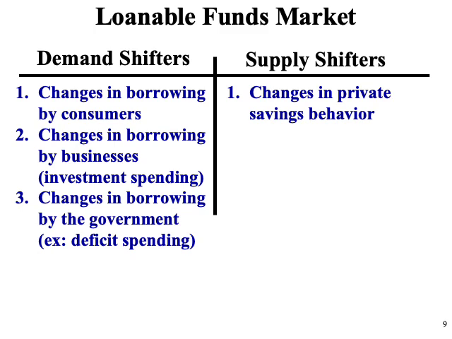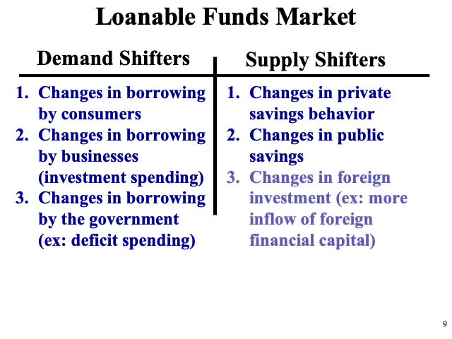What about supply shifters? Anytime you see changes in the savings behavior of three different groups, the supply curve is going to shift. Private households save money, public governments can save money, and foreigners can move their money into a country to save money. So if you get an indication that private households, the public, or foreigners want to save more, then you're going to get a supply increase to the right. And if you get an indication that they're going to want to save less in that particular country, you're going to get a decrease to the left.